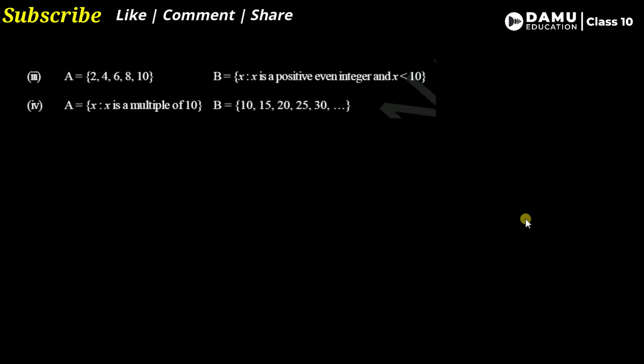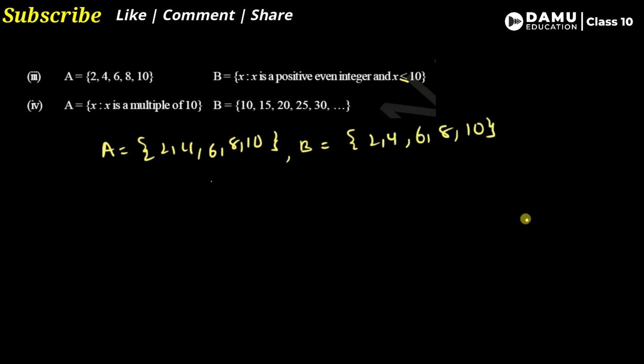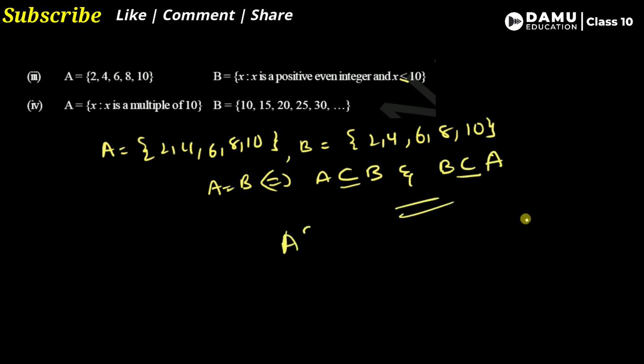Suppose I discuss the third one once again. If it is X less than or equal to 10, let's take it like that. Then A equals {2, 4, 6, 8, 10}. As we told, B also equals the positive even numbers, 2, 4, 6, 8, 10. Then A and B are equal if and only if the elements present in A are all present in B, that is A is a subset or equal to B and B is a subset or equal to A. Then A and B are equal sets. If it is not equal, that is, with less than, that is the previous case.